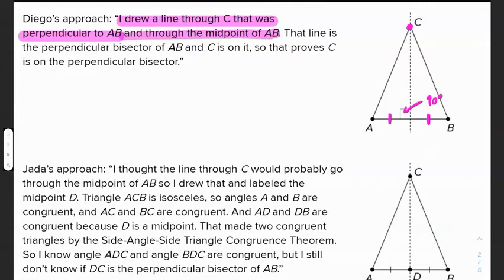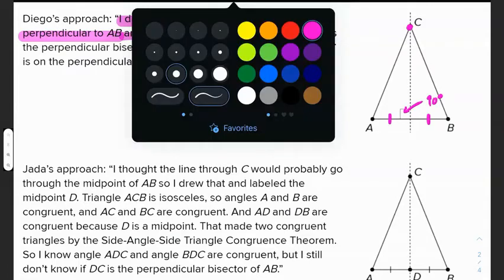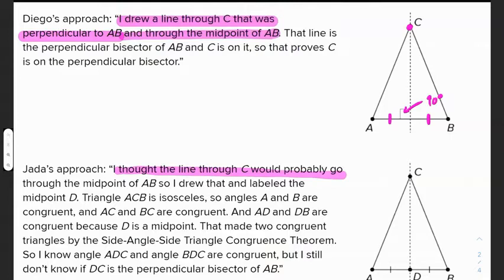Jada, let's see, she says, I thought a line through C would probably go through the midpoint of AB, so I drew and labeled the midpoint D. Okay, that's awesome. Triangle ACB is isosceles, so she's actually using the definition here of an isosceles triangle. And she says, so angles A and B are congruent. So she's saying this angle here and this angle here are congruent. And she says AC and BC are congruent.